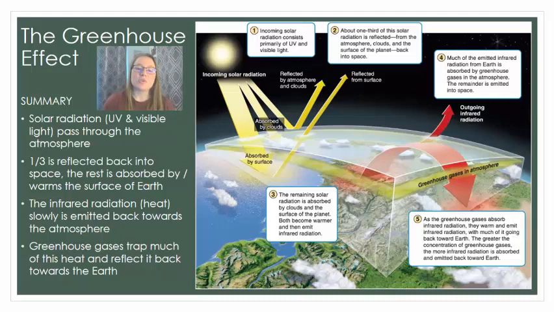Now, that heat is going to slowly emit back towards the atmosphere, and that will then come in contact with these greenhouse gases. Now, the greenhouse gases are going to then reflect that heat back towards the surface of the Earth, and this is how the Earth is able to stay a relatively consistent temperature throughout the year.